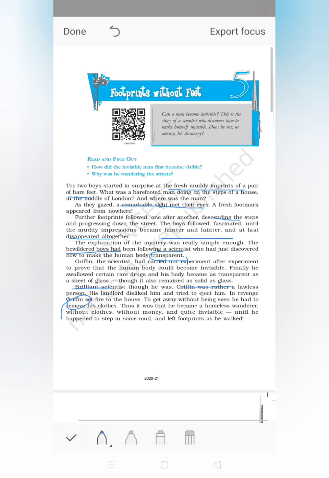Brilliant scientist though he was, Griffin was rather a lawless person. His landlord disliked him and tried to eject him. In revenge, Griffin set fire to the house. To get away without being seen, he had to remove his clothes. Thus, it was that he became a homeless wanderer without clothes, without money, and quite invisible until he happened to step in some mud and left footprints as he walked.